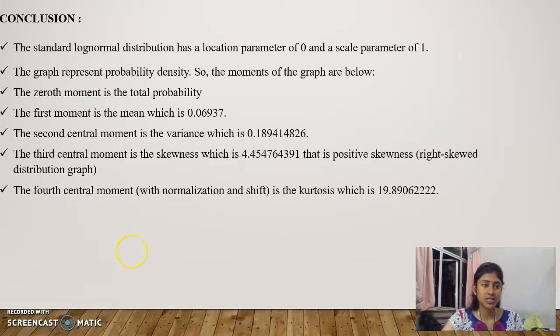So the conclusion is the standard log normal distribution has a location parameter of 0 and a scale parameter of 1, and the graph represents probability density. The first movement is the mean, 0.069. The second movement is the variance, and this is the value of it. The third movement of the distribution is skewness, 4.4455, which is positive skewness. And the fourth central movement is the kurtosis, which is 19.89.